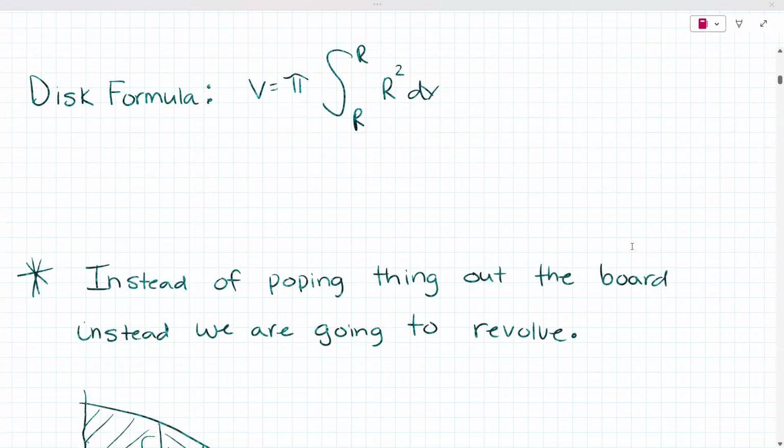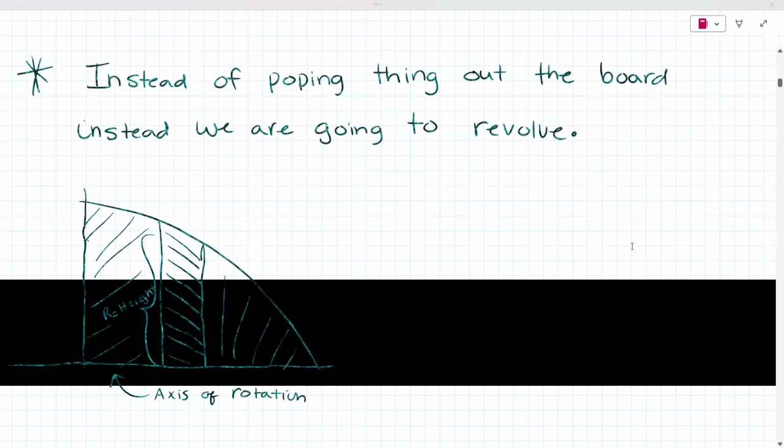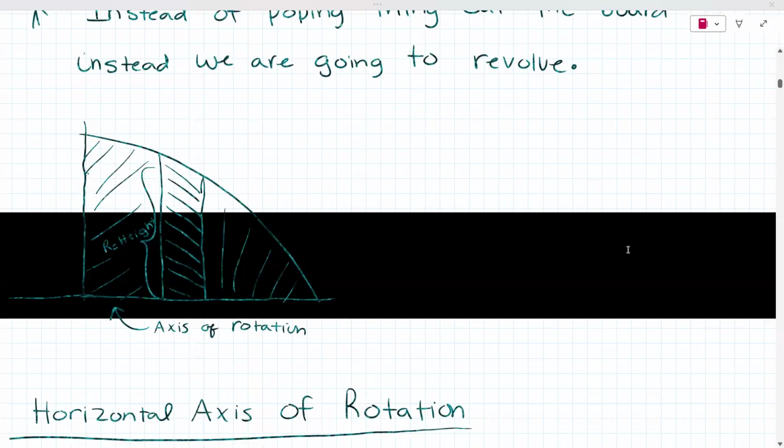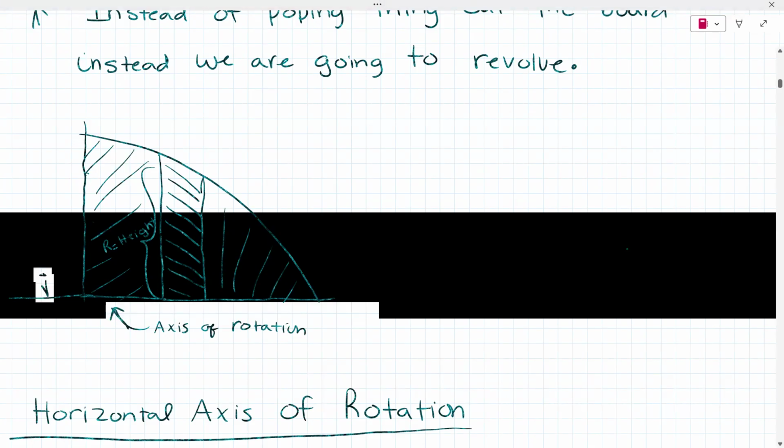So instead of popping things out of the board, we're going to try to think of it as revolving. If you look at this example, here's the axis. Let's say you had this shape that looks like a quarter of a circle, and this is the axis of symmetry right here, and then you have this little rectangle.